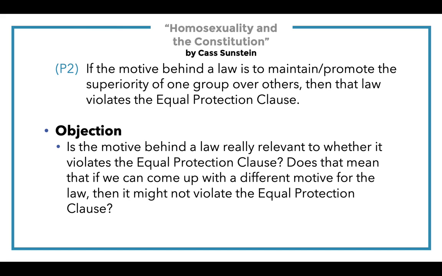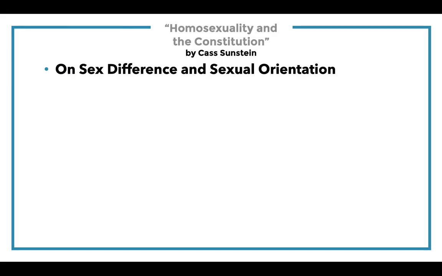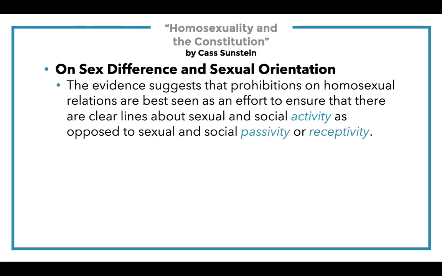Okay. So we looked at some objections that aren't really fully going to work. Sunstein still, in a way, owes us an explanation of why we should think that laws against same-sex marriage are discriminating on the basis of sex rather than on sexual orientation. So here's the explanation. For Sunstein, the evidence suggests that prohibitions on homosexual relations are best seen as an effort to ensure that there are clear lines about sexual and social activity as opposed to sexual and social passivity or receptivity. I think here it's worth reflecting on what would motivate someone to prohibit same-sex marriage.